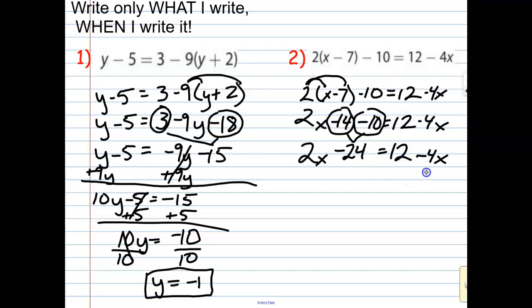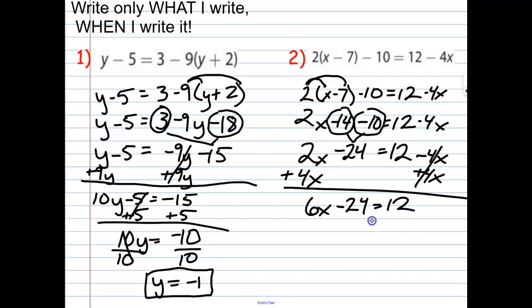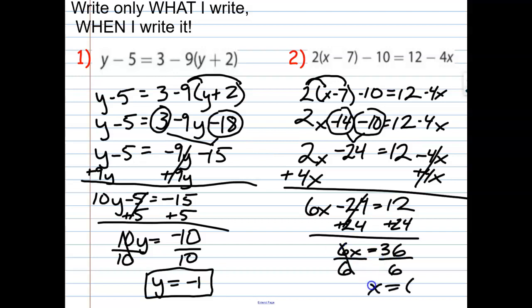All right, and then I'm just going to keep cruising. Move my smallest pile of x's. So I'm going to add 4x to both sides. Cross that out, so I get 6x minus 24 equals 12. And then I'm going to clear my constants. So I'm going to add 24 to both sides. Cancels out, and I get 6x equals 36. And then I'm going to get rid of the coefficient by dividing. And I'm going to get x equals 6.